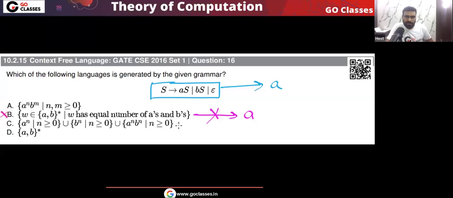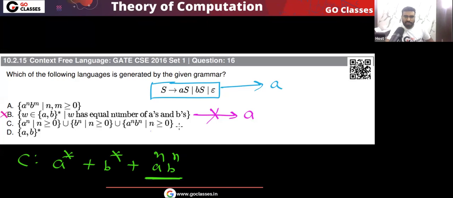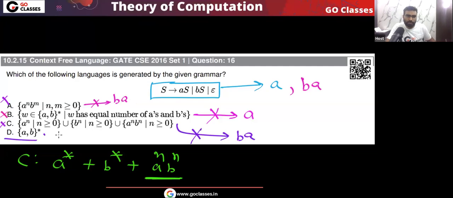What about the option C counterexample? Option C is saying a star or b star or a power n, b power n. So you can easily see that from option C, I can never generate the string ba. But from the given grammar, I can generate ba. So that is the reason options A and C are also wrong, because from option A, I can never generate ba. So my answer will be option D.